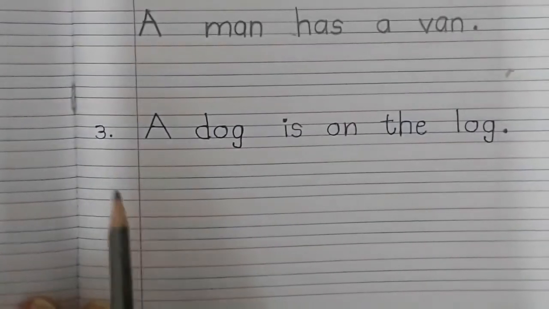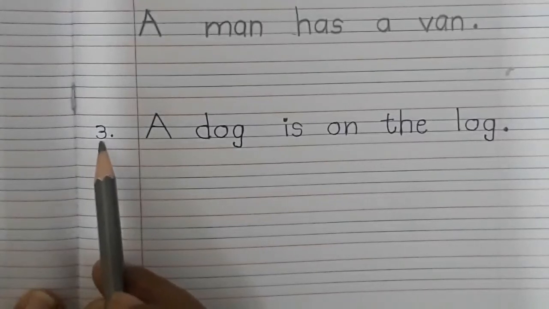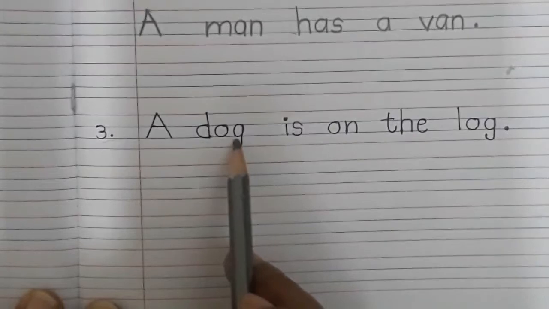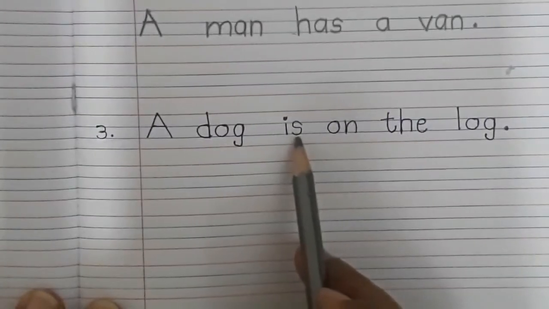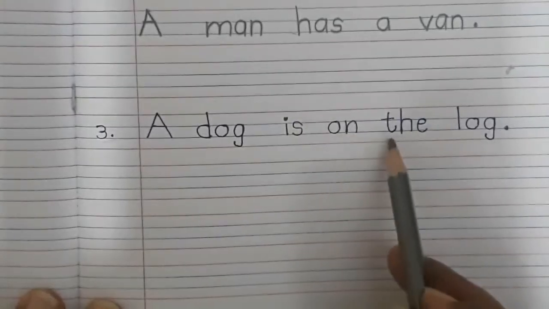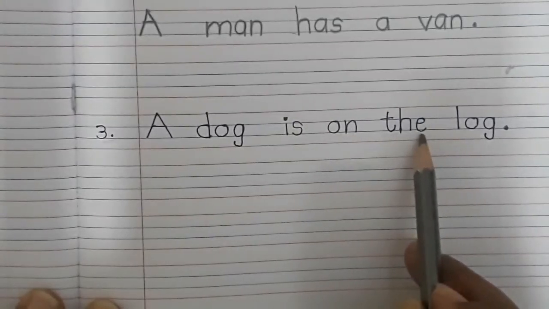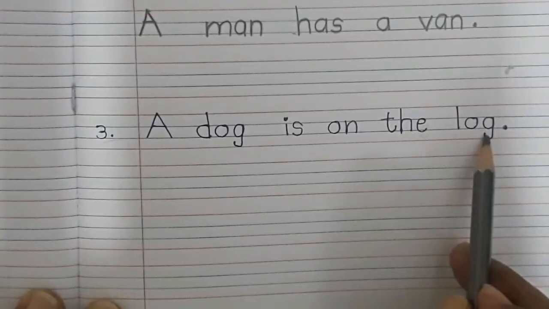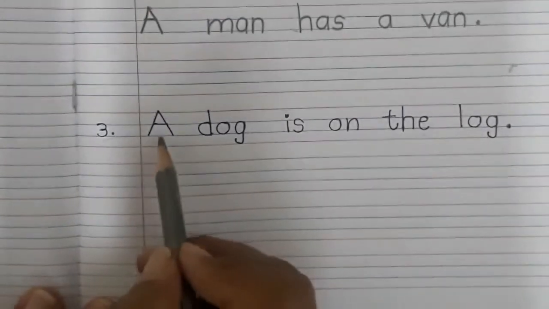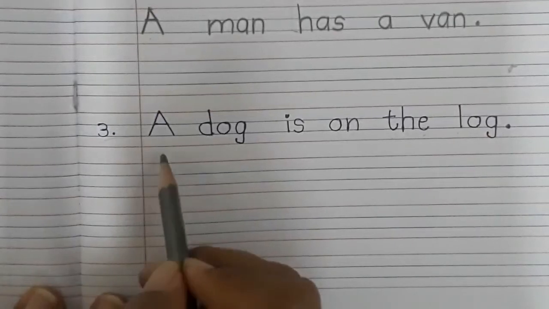Now we will take the third sentence. First we will read it. Capital A, dog, dog. Is on, on. The. Log. Then full stop.